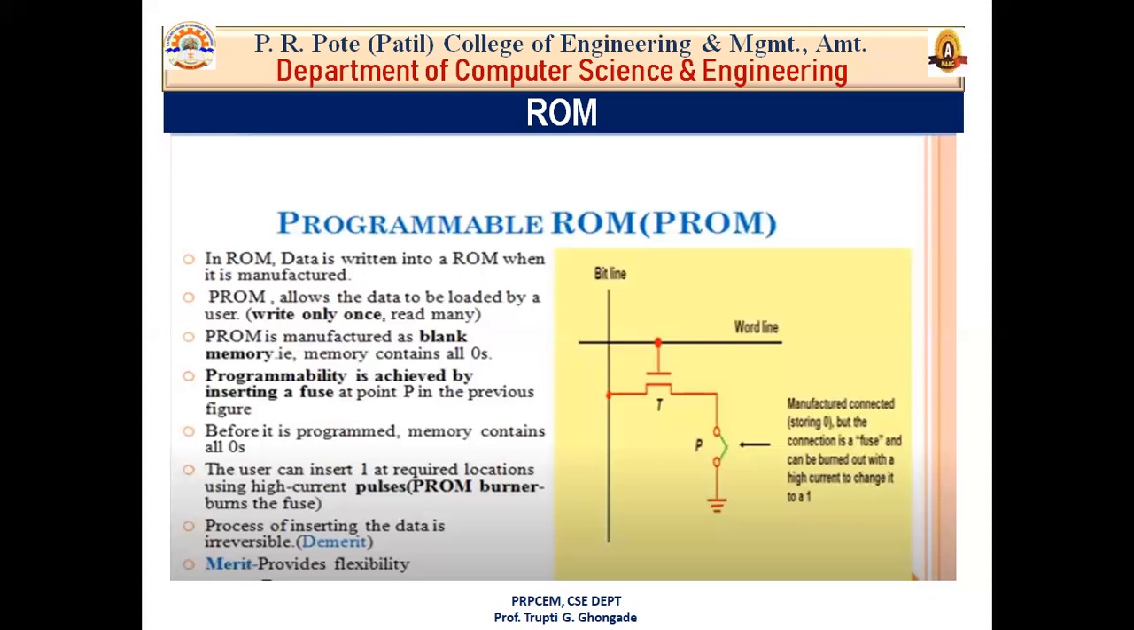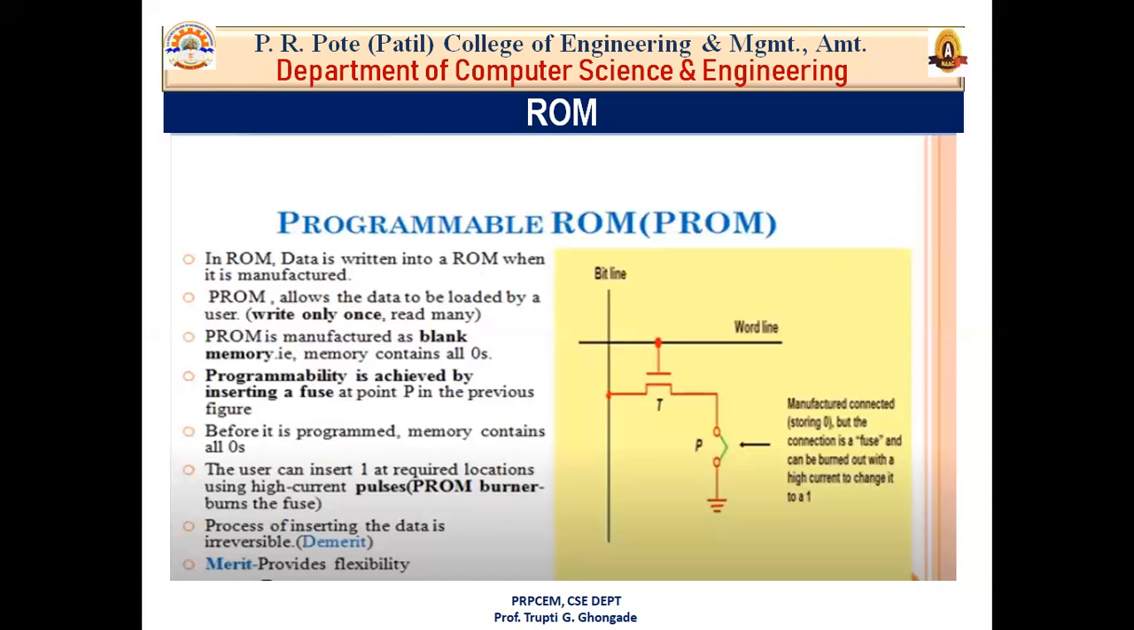Now, how can you burn this particular fuse? It is done by giving a high current pulse. This fuse is burned by using a high current pulse, in a special equipment like a PROM burner. So to burn that fuse at position P, you have a special device, that is the PROM burner. So the PROM burner is used to burn this fuse.